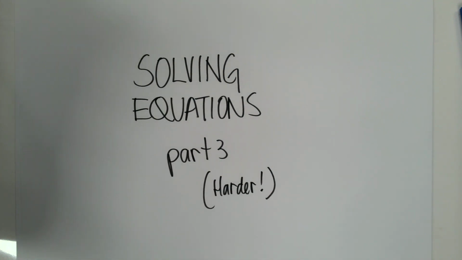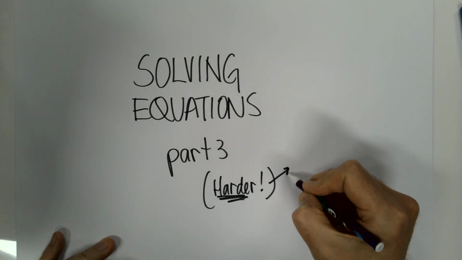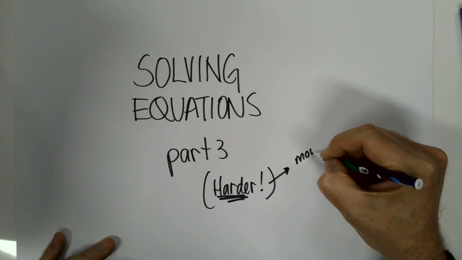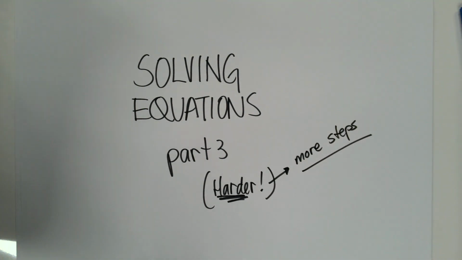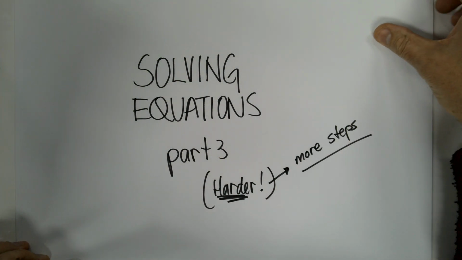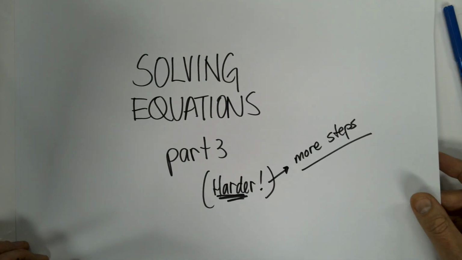All right, part 3 of solving equations. Now, this is harder, yeah, but really what that means is just more steps. Whenever maths questions get more difficult, you know what? It's just more steps. They're just getting 2 or 3 or sometimes 4 of the simple stuff and gluing them together, okay? So we're not going to change our process. We're just going to expand it out a little bit.